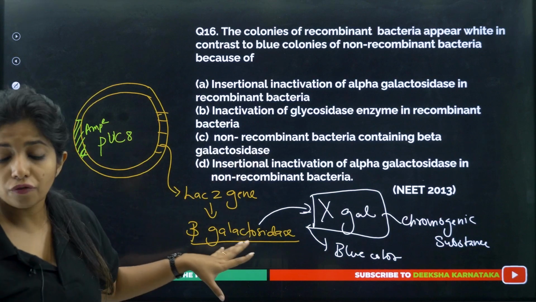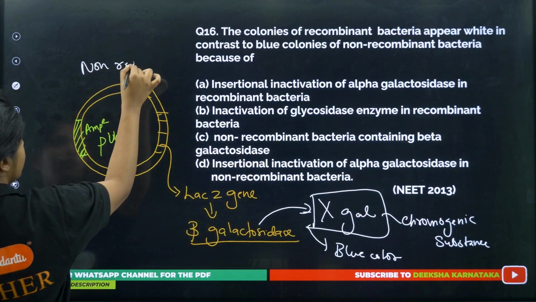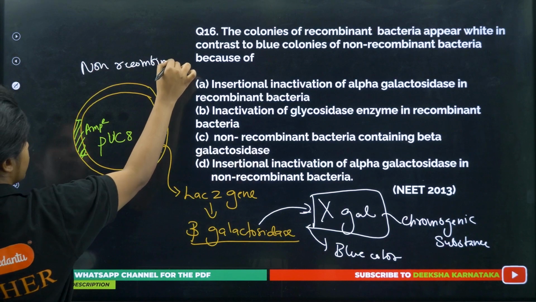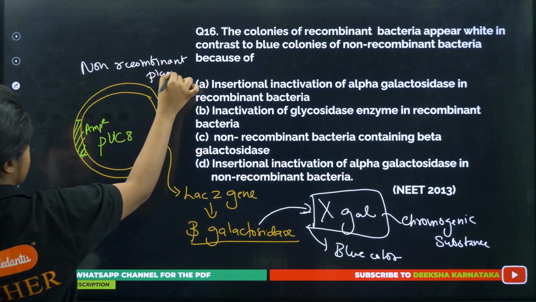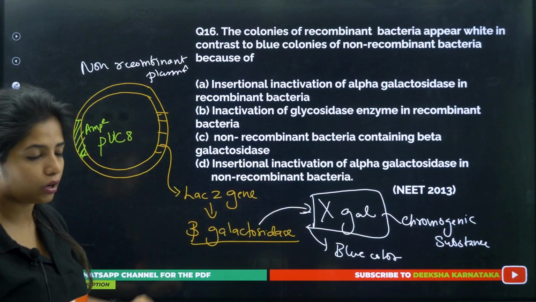So this is the story of a non-recombinant plasmid. Here everything is kind of normal. It happens like that, so they will give blue color colonies.